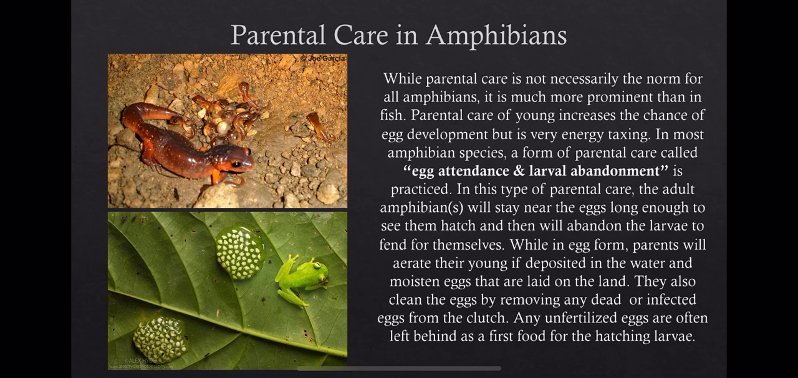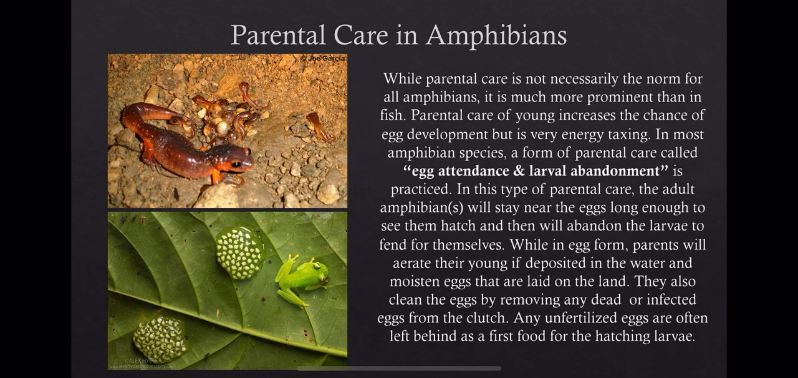So what they will do is they will attend to their eggs, meaning either the male or the female will stay close enough to the eggs to take care of them and see them hatch. When I say take care of them, they will clean out the dead eggs. So if there's one that is unfertilized or has started to mold or rot or has a parasite, they would remove those from the clutch so that they didn't potentially hurt the others. They'll also moisten their eggs if they're on land, and they'll aerate their eggs if they're laid in water. But once those eggs hatch, they abandon the larva.